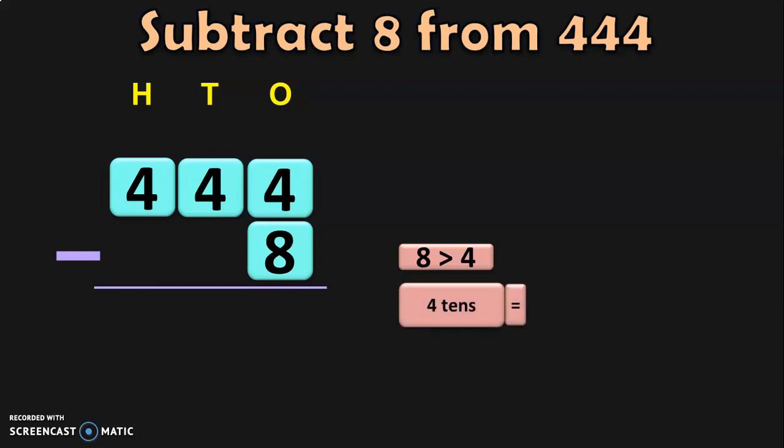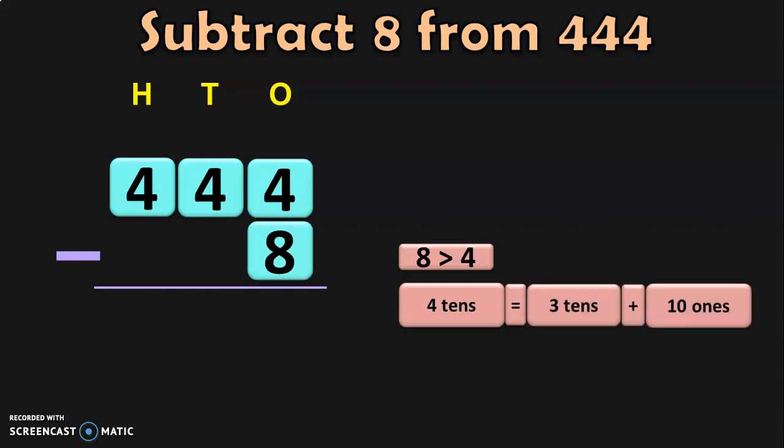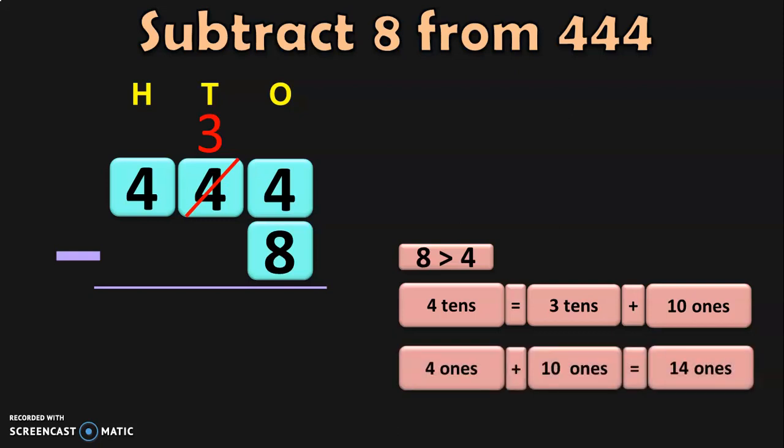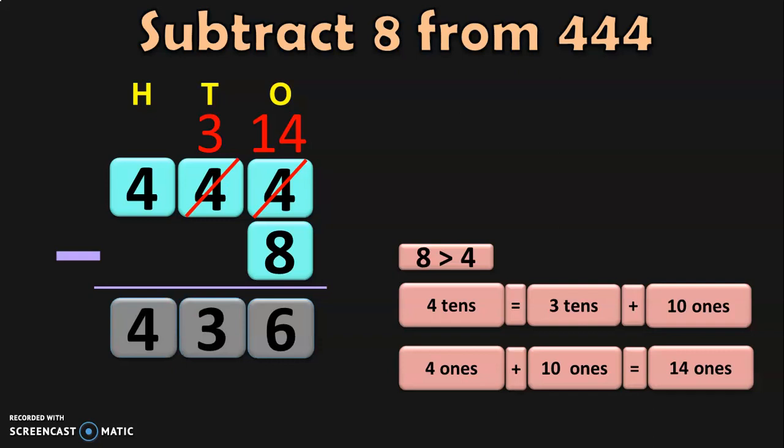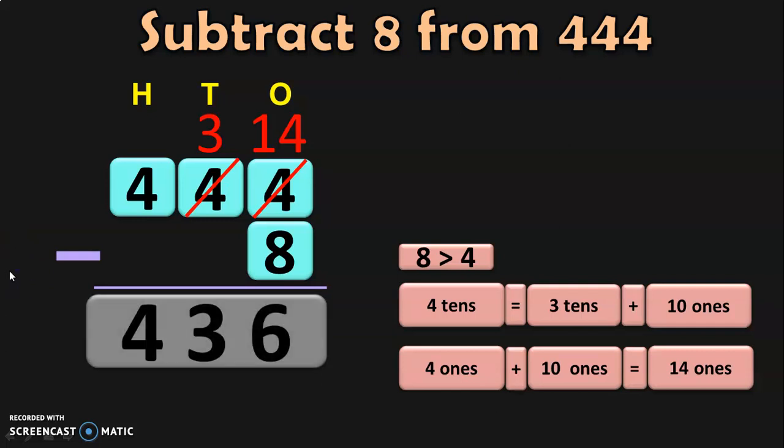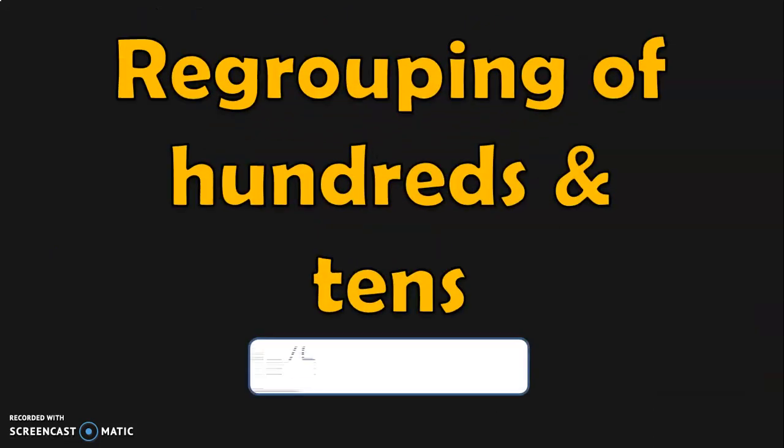4 tens can be regrouped as 3 tens plus 1 ten or 10 ones. So the 4 tens will become 3 tens and 10 ones will be given to the ones place. In ones place you already have 4 ones plus 10 ones will give you 14 ones. So ones place will now become 14. 14 minus 8 in the ones place is 6. And in the tens and hundreds place you can take and write down the digits as such. So the answer for the subtraction of 8 from 444 is 436.